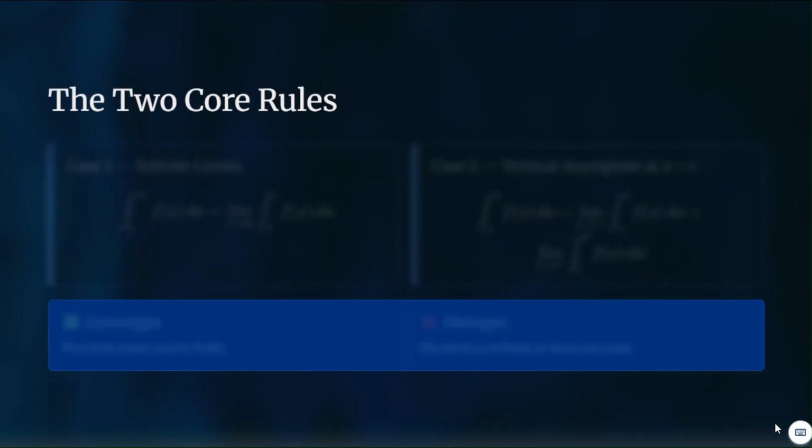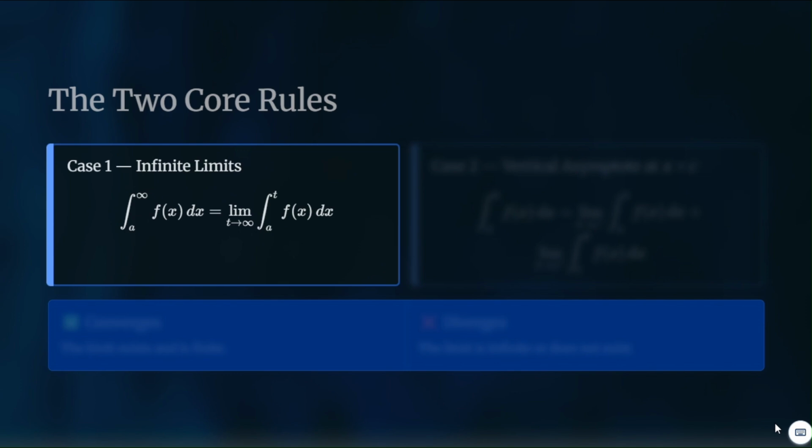Here are the two core rules. For infinite limits, you will replace infinity with a variable t and then take the limit as t goes to infinity. So the integral from a to infinity of f of x dx will be equal to the limit as t approaches infinity of the integral from a to t of f of x dx.